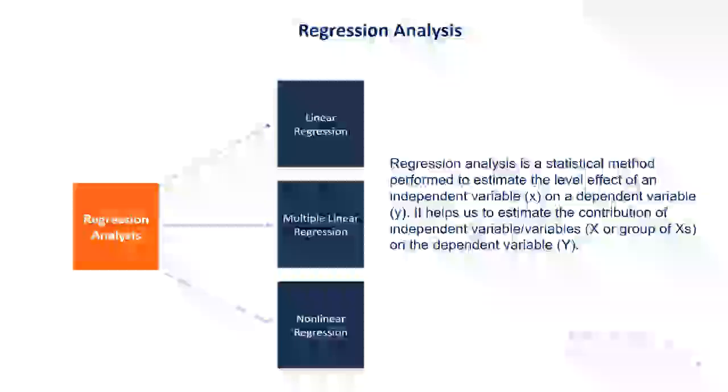In multiple linear regression, you have more than one independent variable. For example, in the sales case, if you add the advertisement cost as well, that is another independent variable. Advertisement cost plus number of sales gives revenue, so that is one of your independent variables.